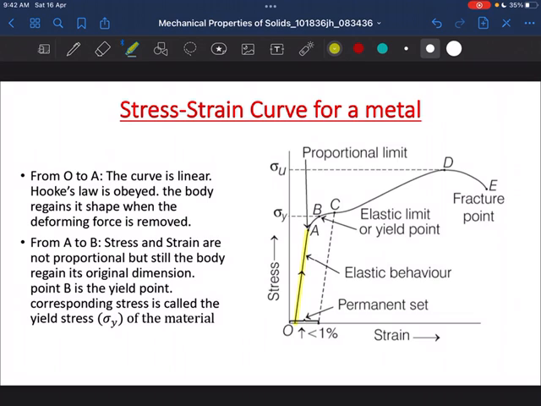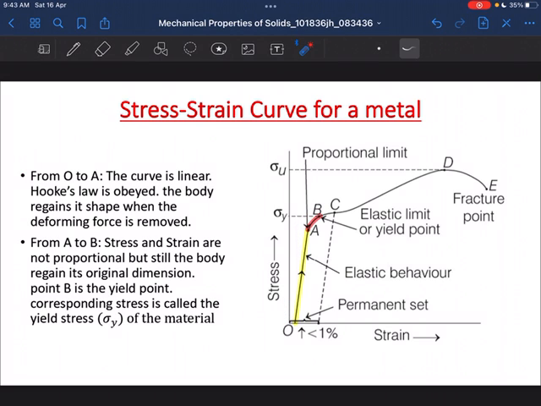Now from A to B, if you see, the curve is no more linear. It has taken a curve shape like that. So the stress and strain are not proportional. From A to B they are not proportional, but still the body regains its original dimension. Even after going to the position where it is no more linear, the body again regains its normal shape.